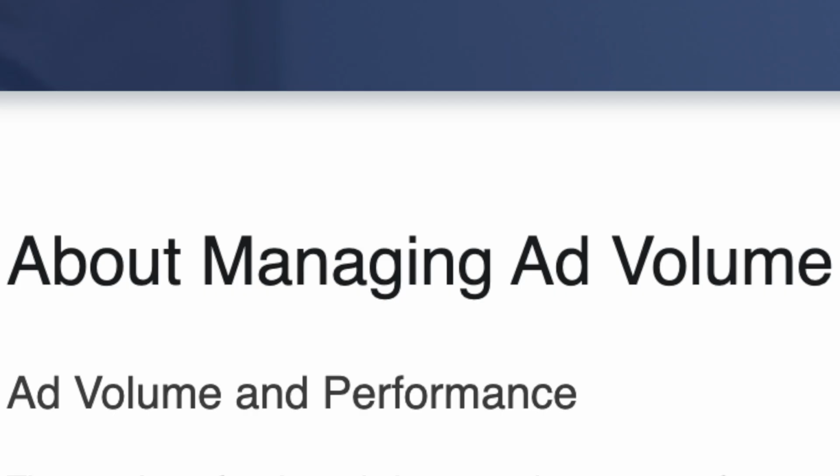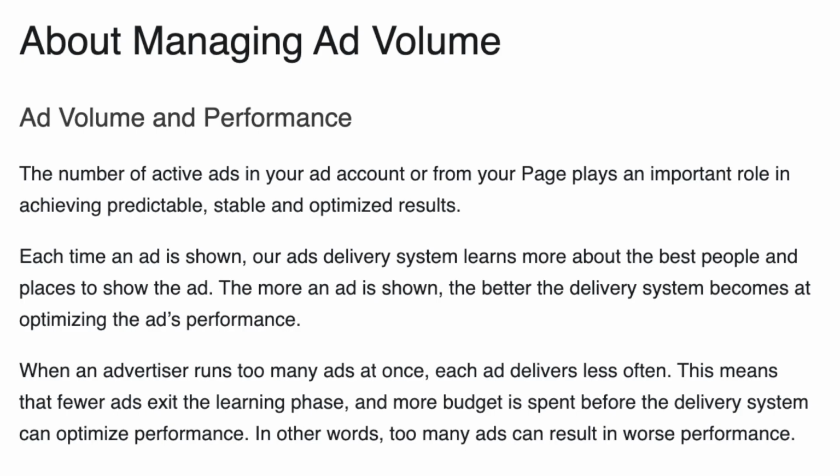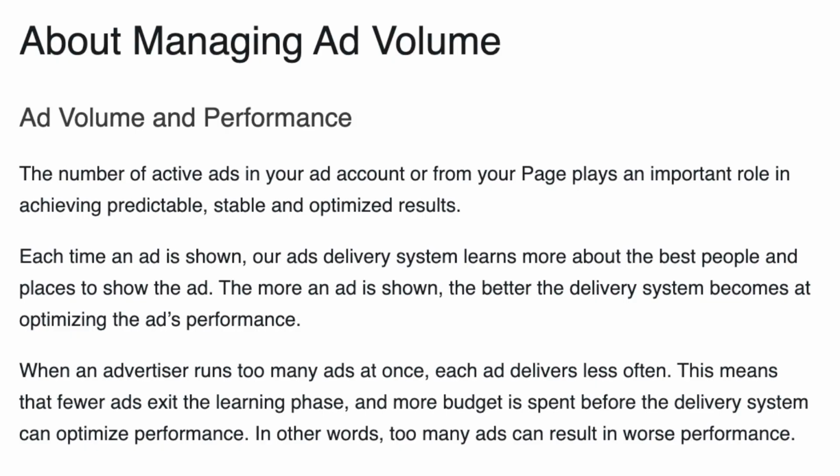So now that we've seen exactly what screwing this up looks like, let's take a look at what Facebook has to say on the subject and compare it with what I've done here. This is what Facebook has to say on managing ad volume. The number of active ads in your ad account or from your page plays an important role in achieving predictable, stable, and optimized results. Each time an ad is shown, our ads delivery system learns more about the best people and places to show your ad. The more an ad is shown, the better the delivery system becomes at optimizing the ad's performance.